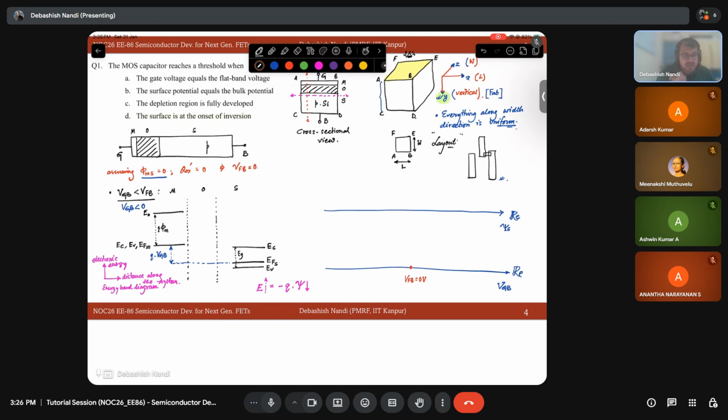You know your electron affinity, right? That is also a material property of silicon. So let's say this will be your E0, and this is determined by this gap, Q chi. Fine.